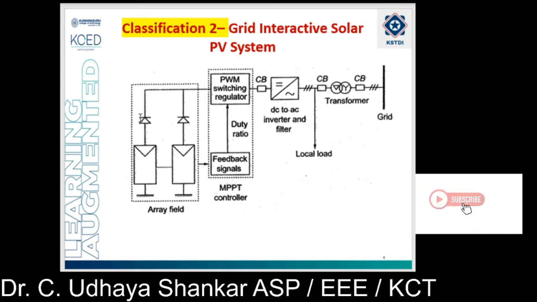And the PV array's DC output power is converted to AC by using the inverter, and in that we will be using some filters which are going to filter the harmonics, and then only it will be fed to the grid.